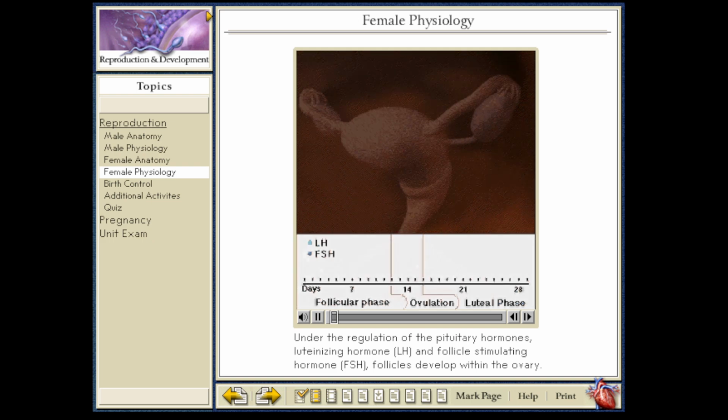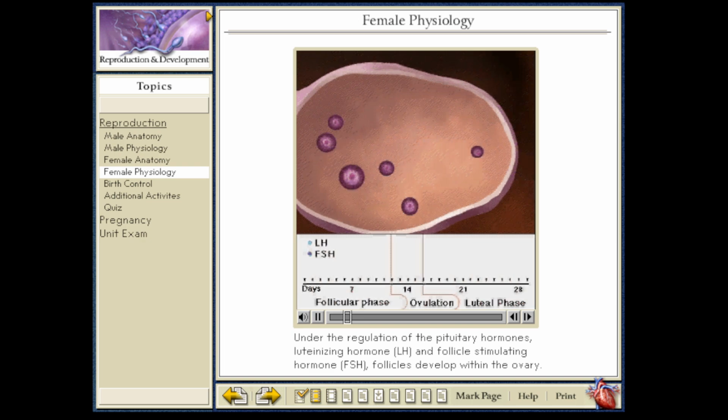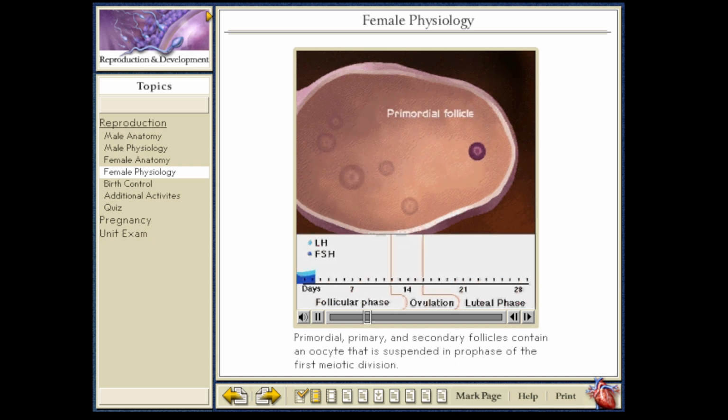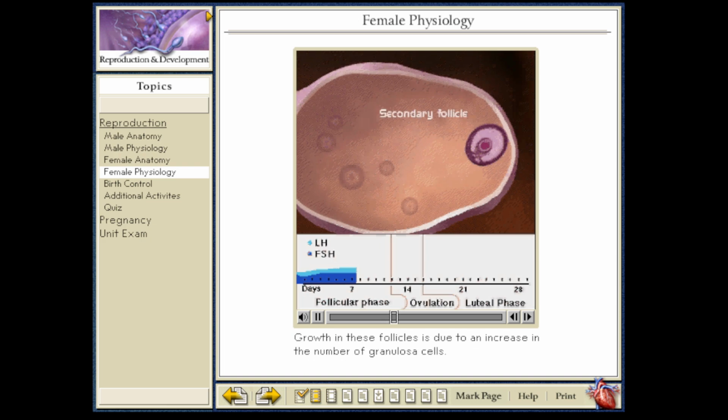Under the regulation of the pituitary hormones, luteinizing hormone, LH, and follicle-stimulating hormone, FSH, follicles develop within the ovary. Primordial, primary, and secondary follicles contain an oocyte that is suspended in prophase of the first meiotic division. Growth in these follicles is due to an increase in the number of granulosa cells.